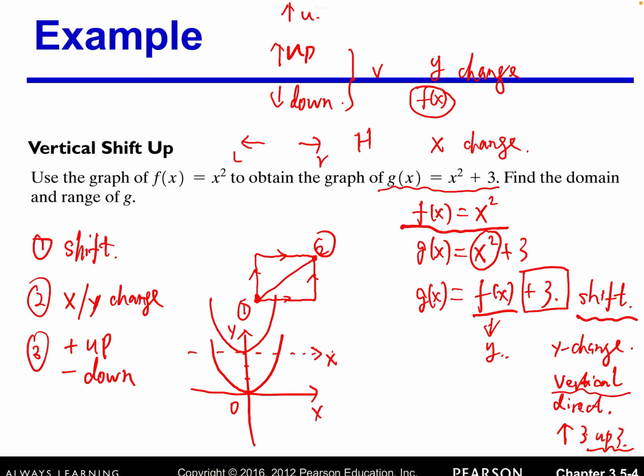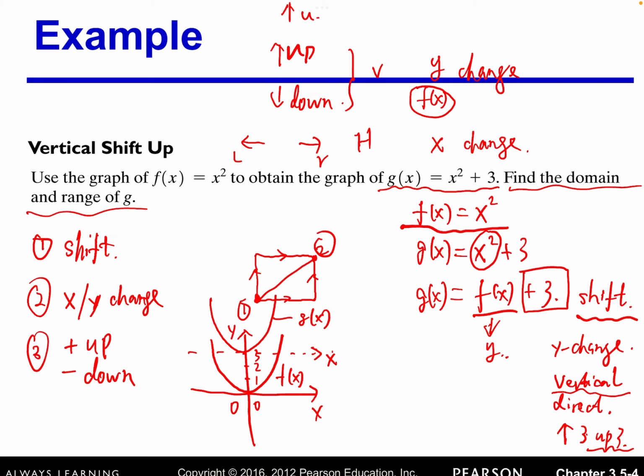Okay, so the shape, everything remains the same. You only imagine we lift this parabola and x-axis straight up 3 units. That's how to get the new graph for g of x. This is the graph of f of x. This one is the graph for g of x. All right. And then how to find the domain and the range.